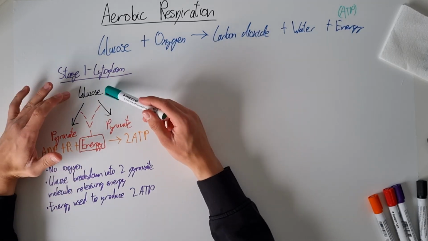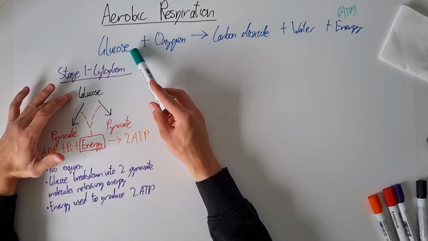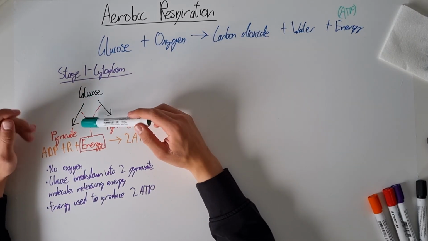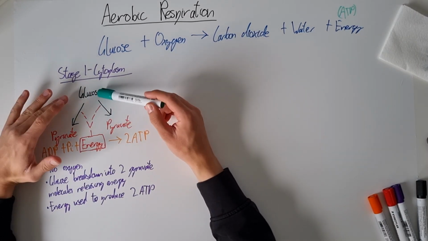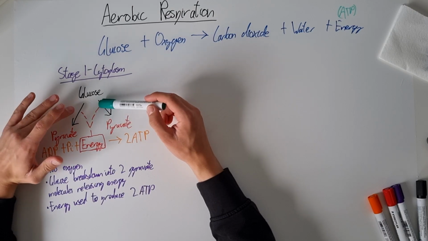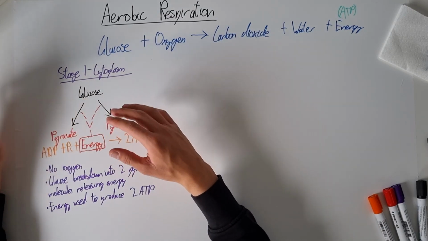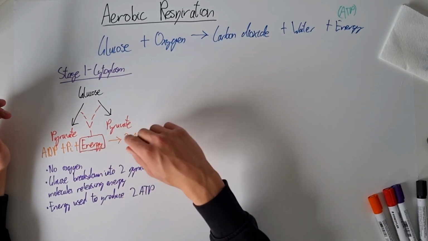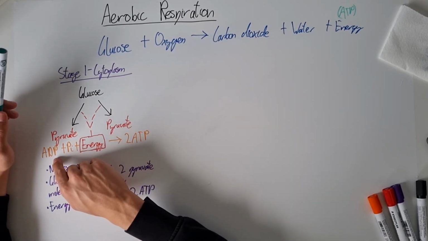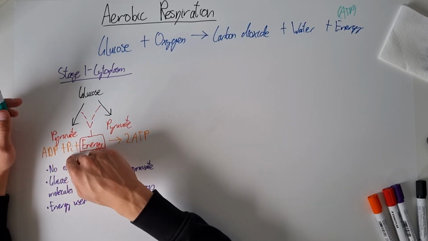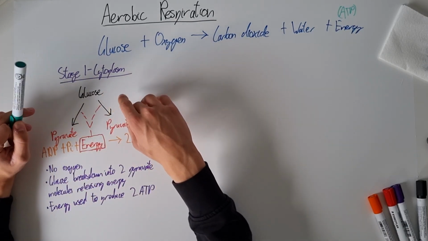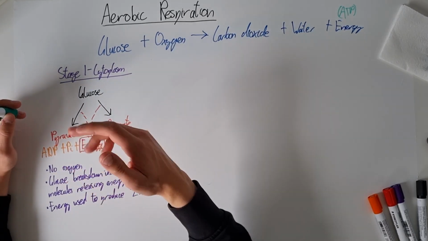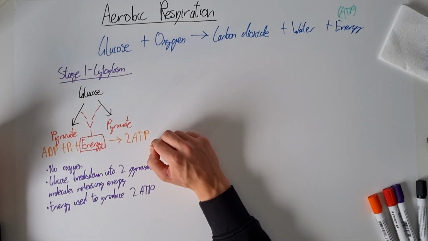So first of all, we have our glucose, which we can see from our overall equation at the top here. This glucose is then broken down into 2 pyruvate molecules. Because it's being broken down, this then releases energy. When this energy is released, we already know from our ATP lesson that to produce ATP, we need energy to reform ADP and a phosphate molecule. So that energy from the breakdown of glucose is used to combine ADP and Pi, which then forms 2 ATP molecules.